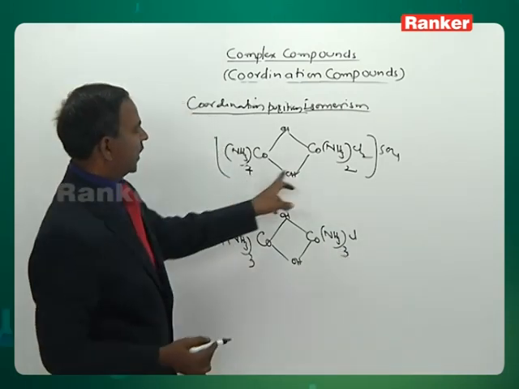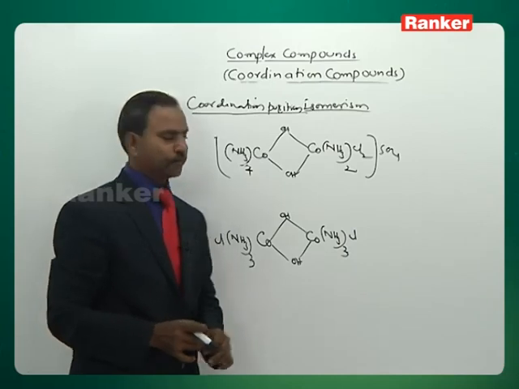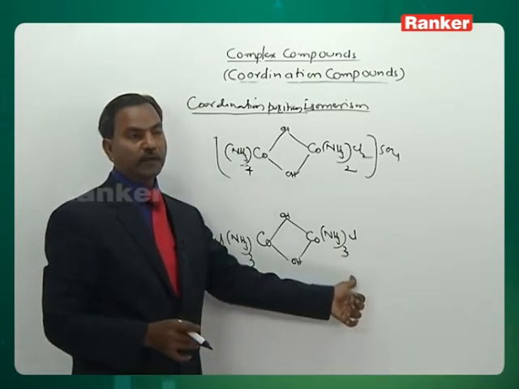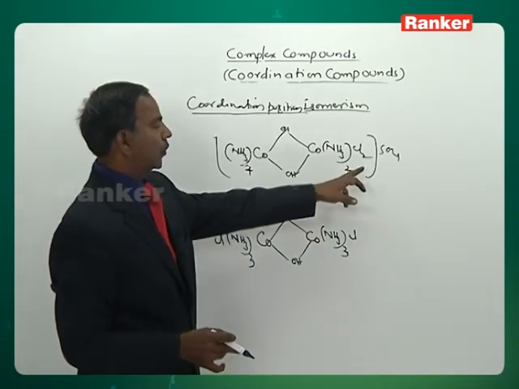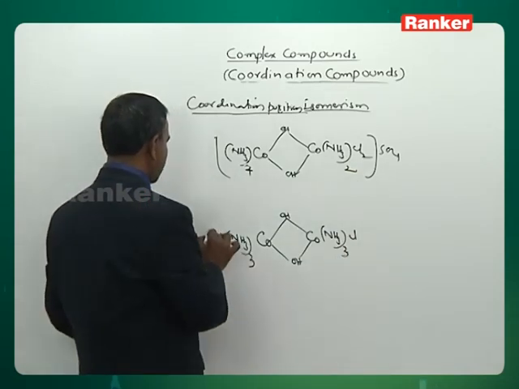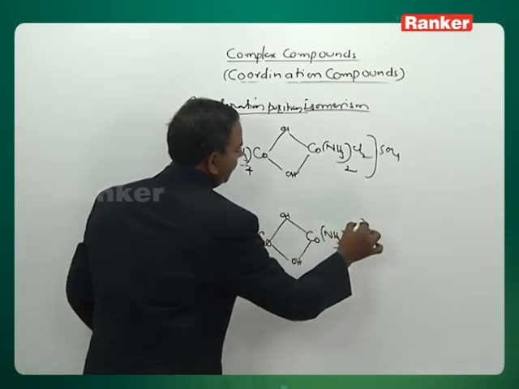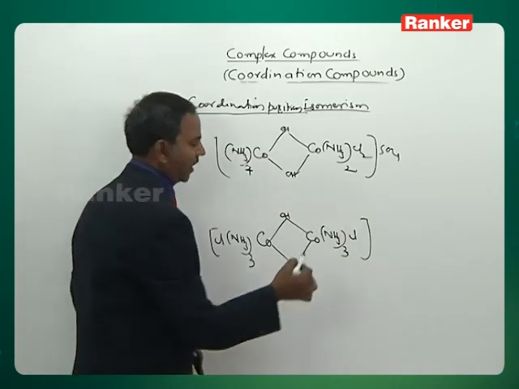So the number of amine ligands are what? How many? Total 6. 3 ligands on either side. How many chloro ligands? 2 chloro ligands, 2 chloro ligands on either side. You can easily understand what is the difference between the first complex and the second complex.